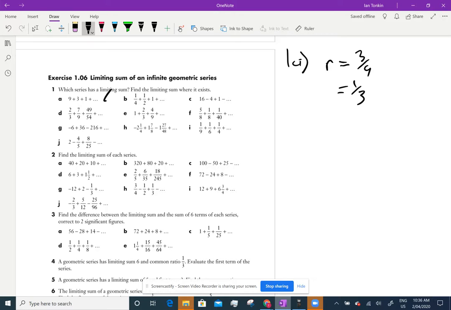B, r equals a half over a quarter. Well, what do I do when I divide by a fraction? I multiply by the reciprocal. So a half times 4 over 1 equals 2. Well, that doesn't have a limiting sum.